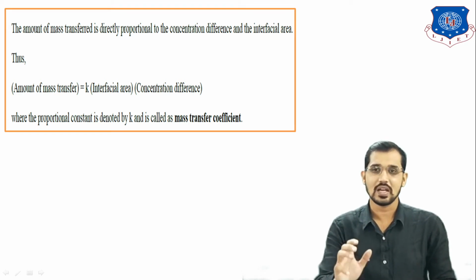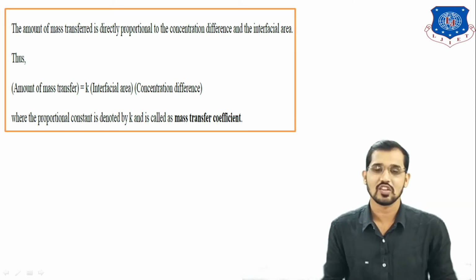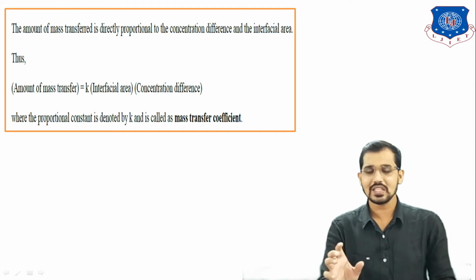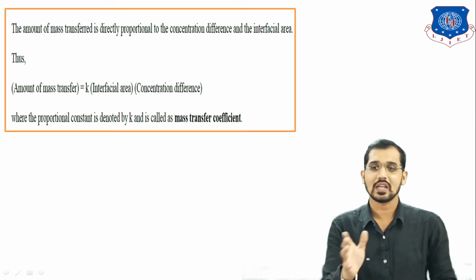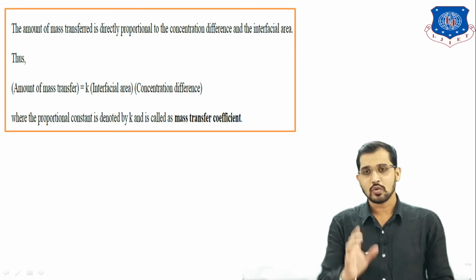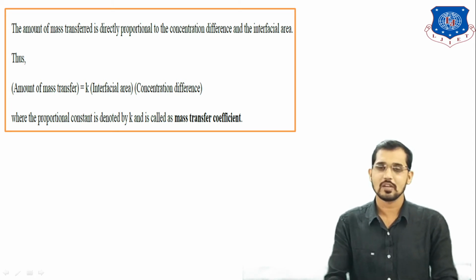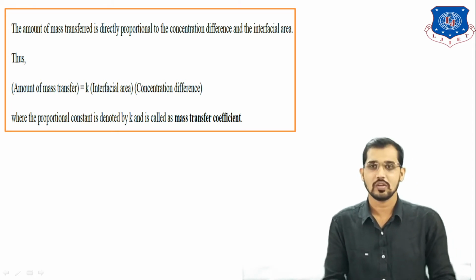Okay, so this is the equation. This equation can be asked for 3 marks, meaning: what is the relation between mass transfer and interfacial area and concentration difference. So you have to write here like this: amount of mass transfer is directly proportional to the interfacial area and concentration difference, and that proportionality constant K is the mass transfer coefficient. So this question can be asked for 3 marks in your final examination.